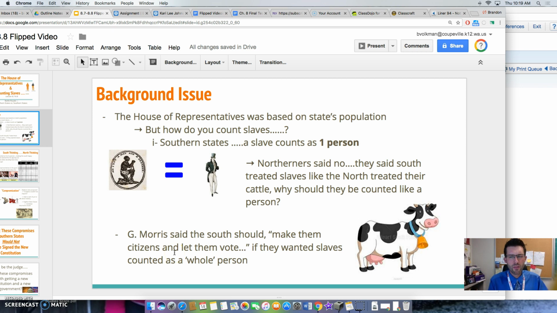Now, you may be thinking, well, the North is harsh. They don't want slaves to be counted as people. The South wants slaves to be counted as people. The South is way nicer. Well, the South had ulterior motives in wanting their slaves to be counted as a whole person. And the North had ulterior motives as well in saying that slaves should not be counted necessarily as a whole person. Let's get into that thinking, shall we?